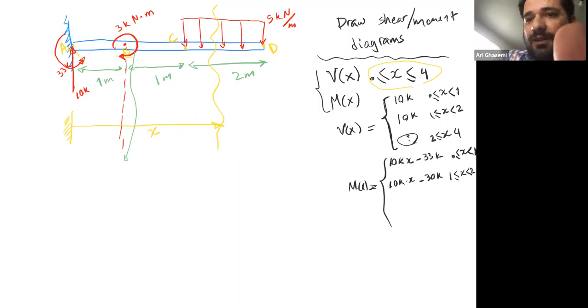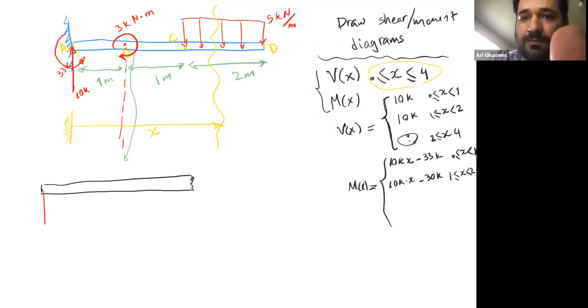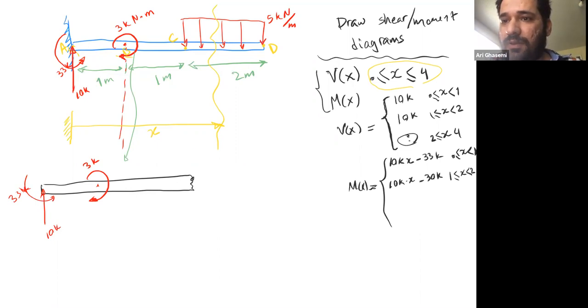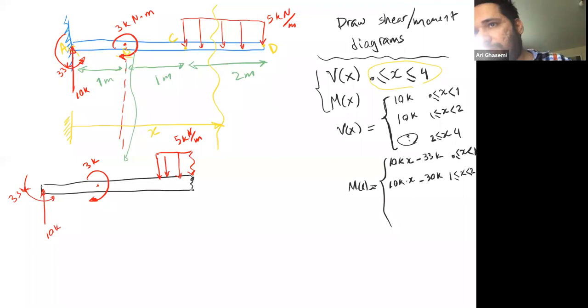If I do the one on the left, I'm going to get something like this here: 10K, 33K, and here comes 3K. And then here comes just a part of the distributed load, just a part of it, not all of it. Its top is 5 kilonewtons per meter, and the bottom could be anywhere between 2 and 4, okay? And there you also are going to get V at X, M at X, and no axial load, and that is pretty much all we have on the system on the left.